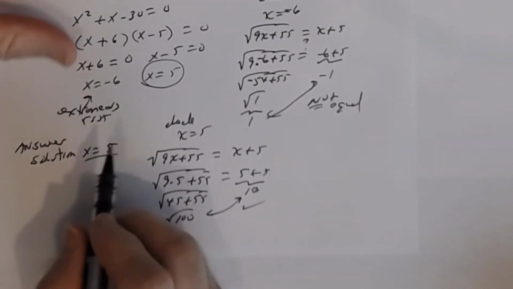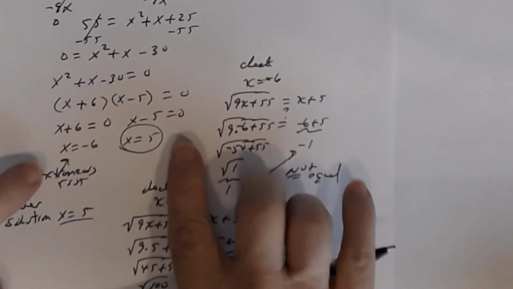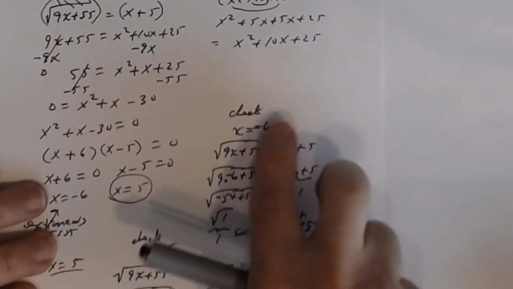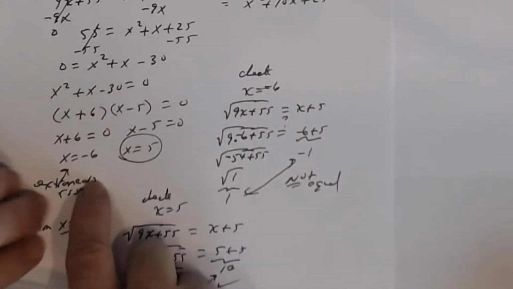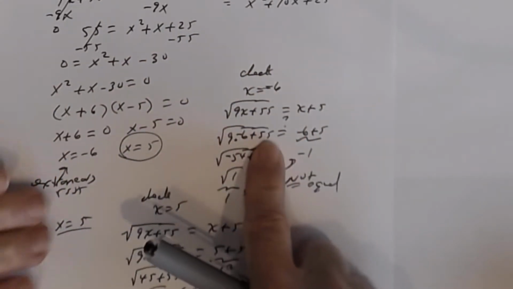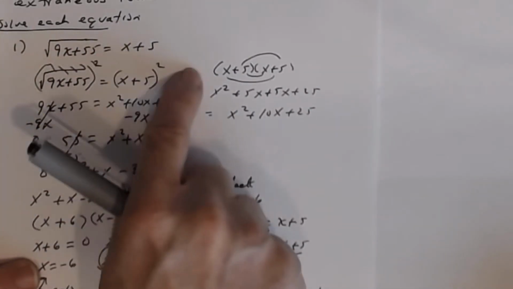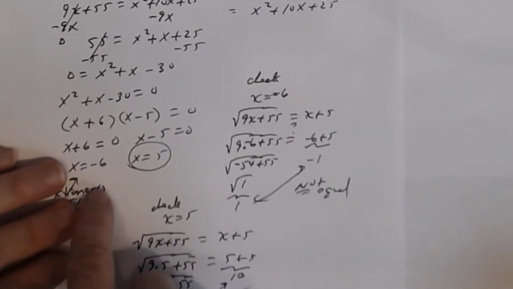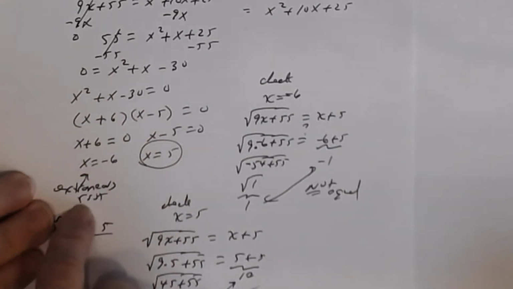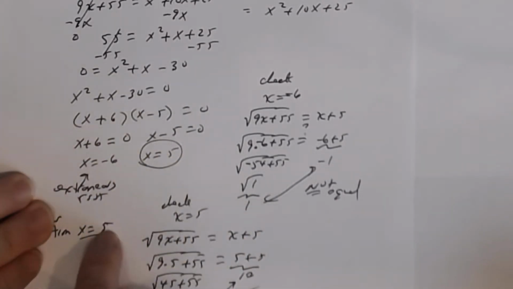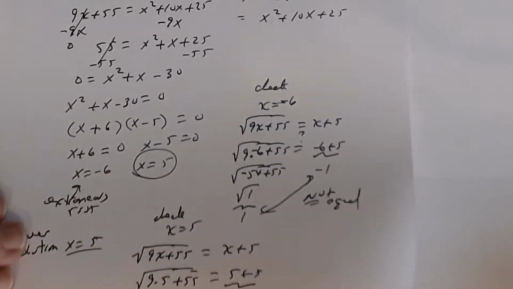Okay? So even though you ended up with two proposed solutions, since I raised both sides to an even power, I had to check. And it turns out that -6 does not satisfy the original equation. It satisfies the quadratic one, but not the original. And so that's an extraneous solution, an extraneous root. So that's not a solution. And when I check 5, 5 does work, so 5 is the only solution. Okay? All right, so that's number 1.